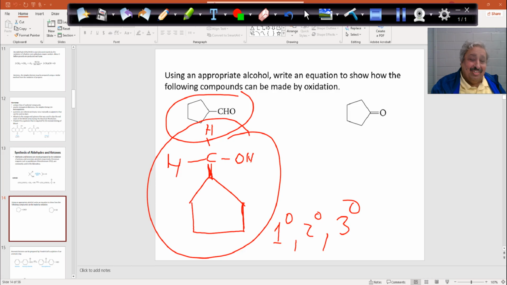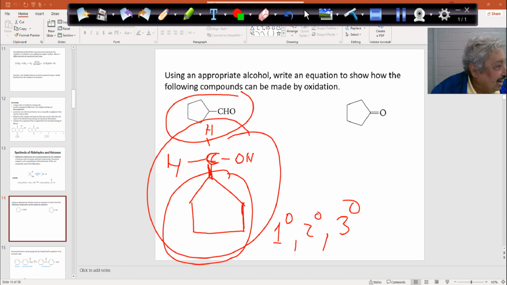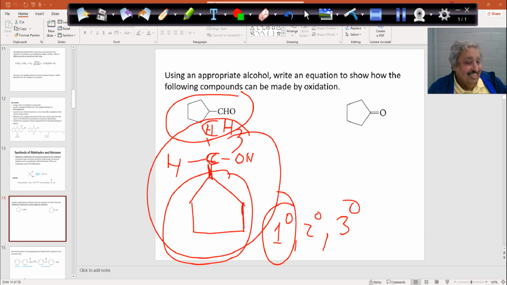This is connected to the first carbon. Whatever is connected, I don't care about the rest. That's a primary, so this is primary. Anytime the OH is connected to the first carbon, that's a primary. If it's connected to the second one, if I have a CH here, that's connected to the second one, so that will be secondary.